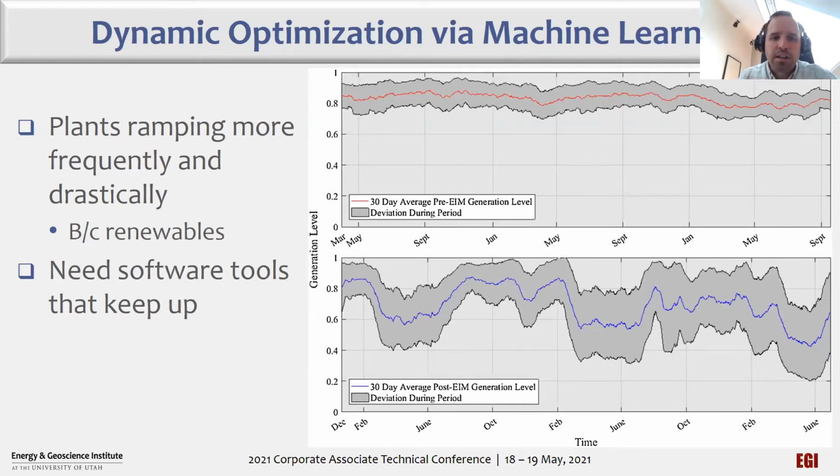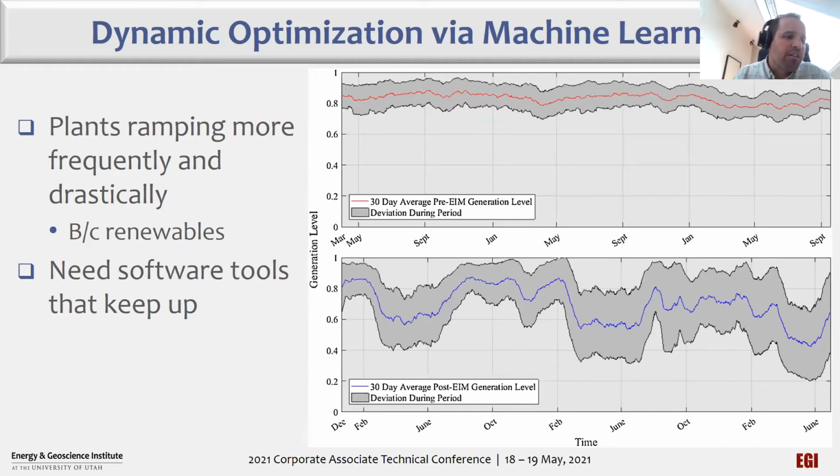And basically we're seeing above, this is pre-entering that market, and below is after entering that market. This is average generation level, and then the gray clouds are the standard deviation. Actually, these may be 95% confidence intervals. But you can see that pre-energy imbalance market and post-energy imbalance market, the plants are now moving a lot more. So these plants pretty much on a daily basis are ramping from their low limit up to their high limit. And this is happening frequently and pretty drastically.